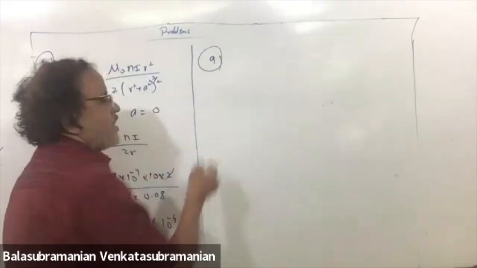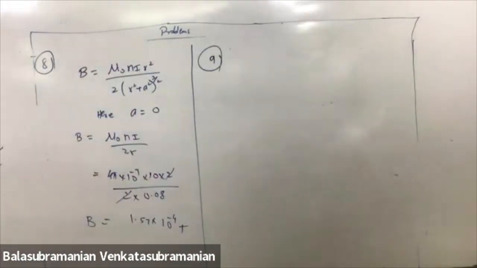Next, ninth problem. In the Bohr model of hydrogen atom, an electron revolves around the nucleus in a circular orbit of radius 5.11 into 10 power minus 11 meter at a frequency of 6.8 into 10 power 15 hertz. What is the magnetic field set up at the center of the orbit?